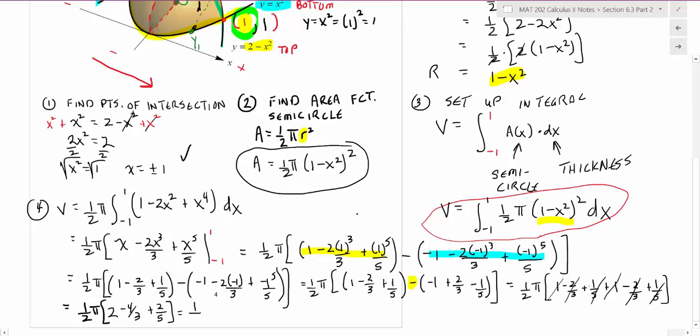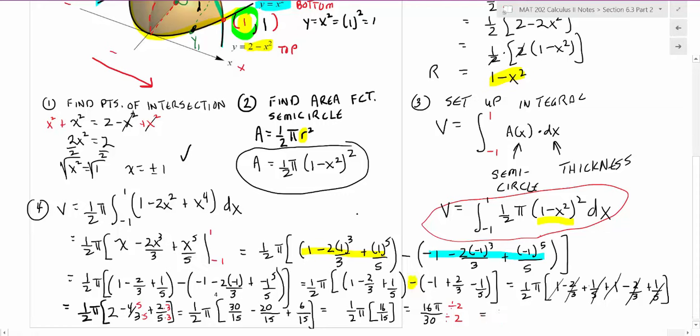Now I'm going to need to get common denominators. So that's going to be 1/2 pi. The common denominator is going to be 15. So the 2 turns into 30 over 15. This one, you're going to have to multiply by 5 over 5 to get 20/15ths. Then the 2/5, we're going to convert by multiplying by 3 over 3, so that's 6 over 15. So it looks like we have 1/2 pi times 16/15. When you multiply that straight across, you get 16 pi over 30. Then we can divide this by 2 to get a final answer, which appears to be 8 pi over 15. And that will solve the problem for us.